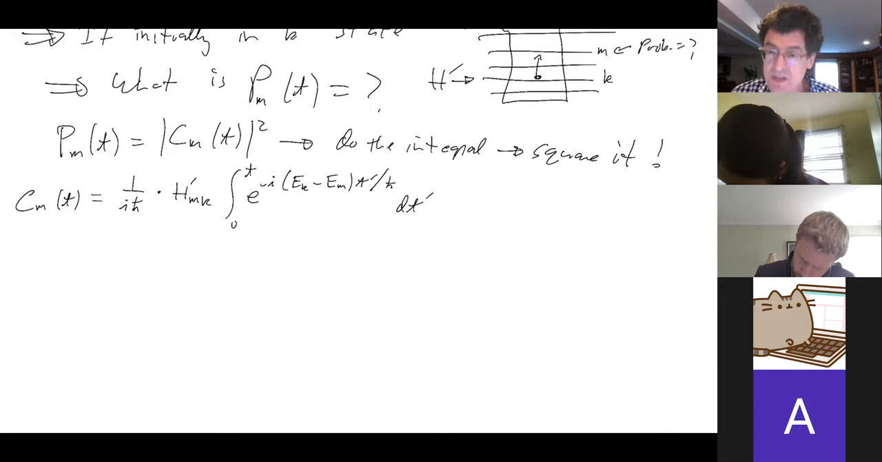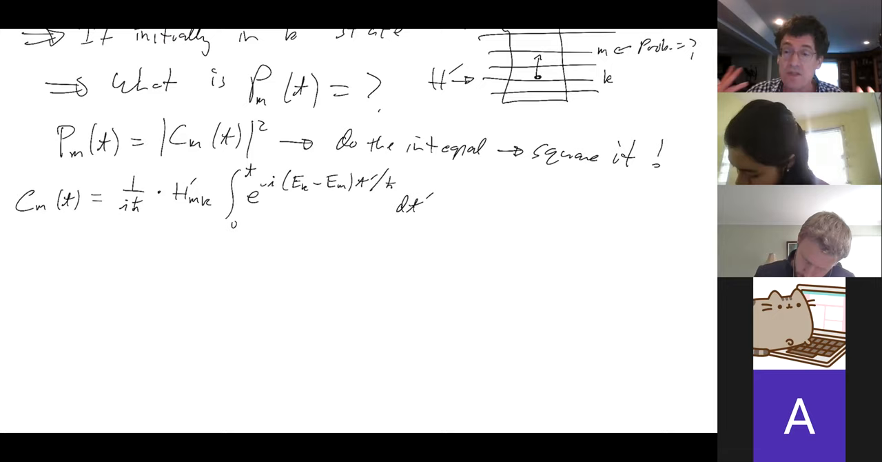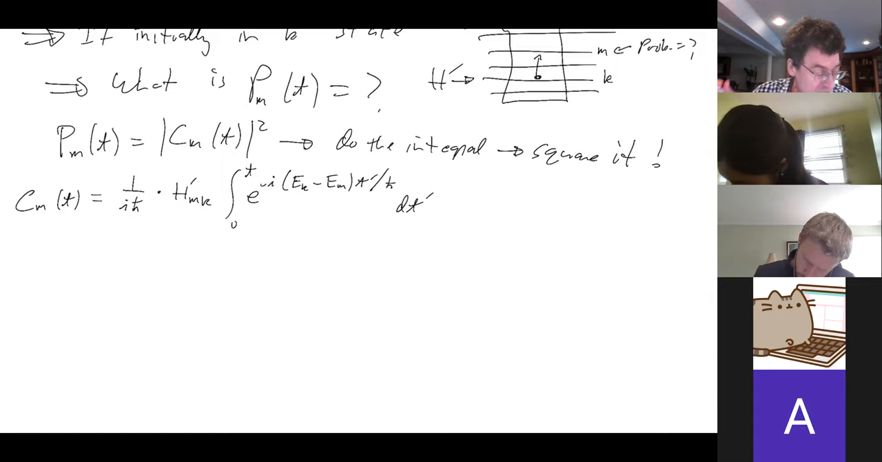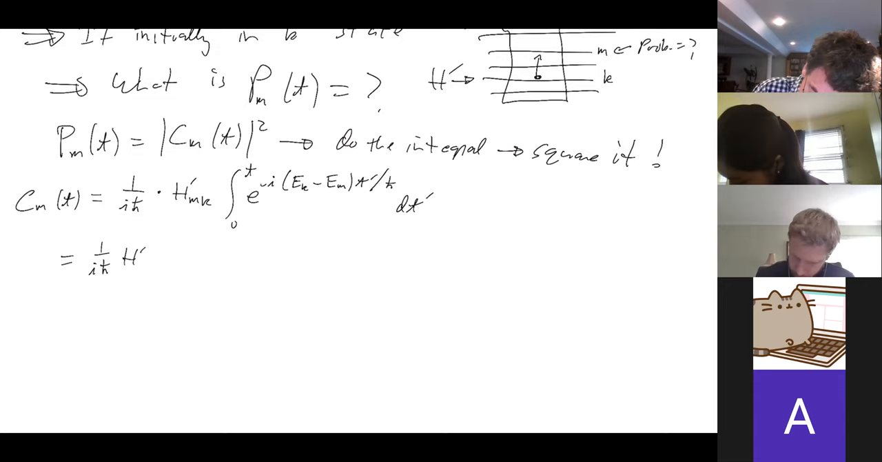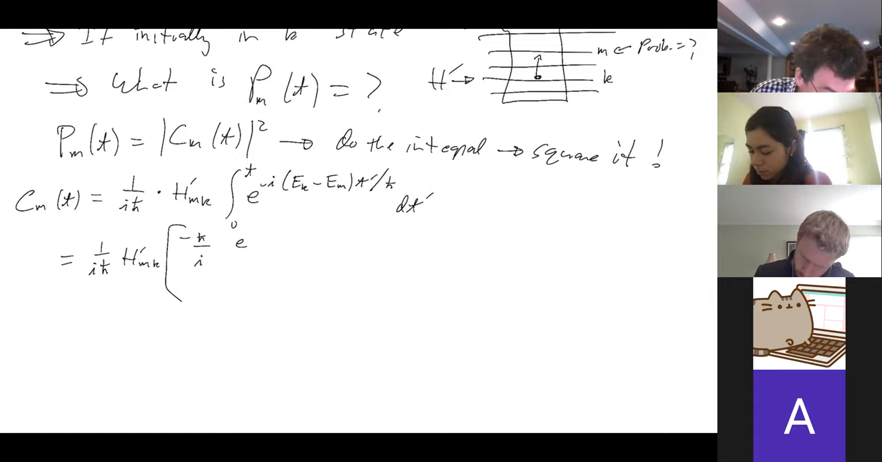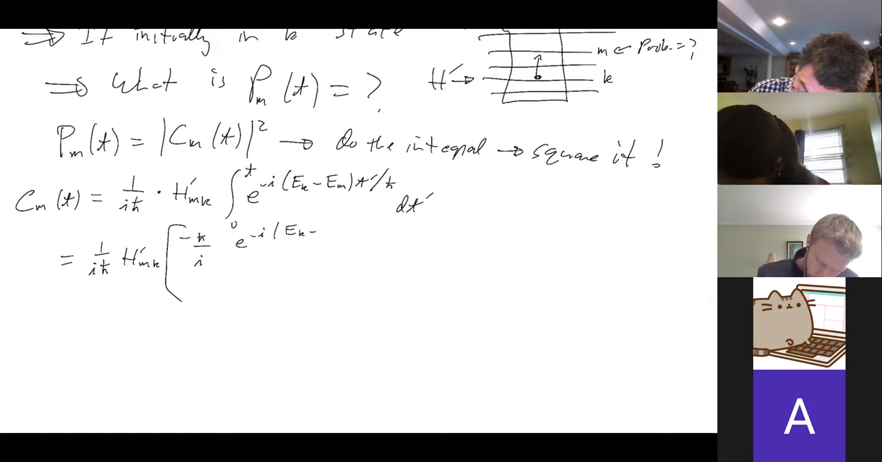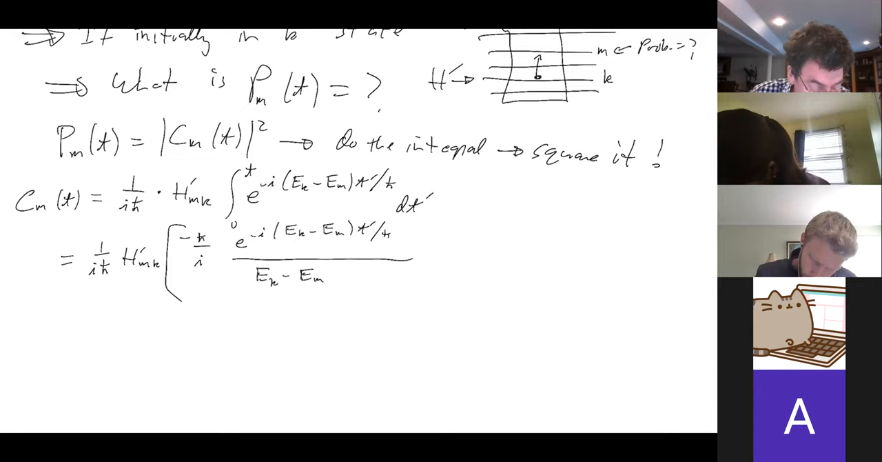And this is a pretty easy integral because you could actually do it. It's an exponent, and exponents are easy, you all know how to do it. So I'll just write down the answer that you all could figure out. That's going to be equal to 1 over i h bar times H prime M K times negative h bar over i times e to the negative i (E_K minus E_M) t prime over h bar, over E_K minus E_M, from 0 to time t. That's it, that's the integral.